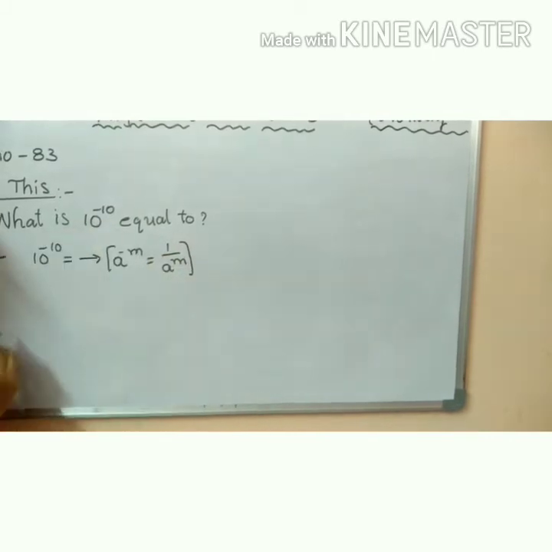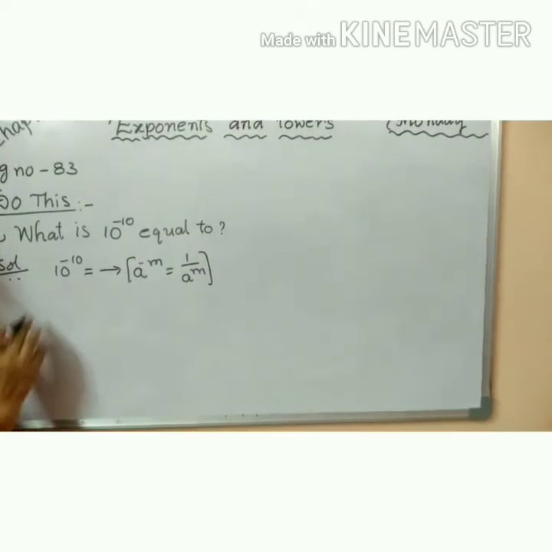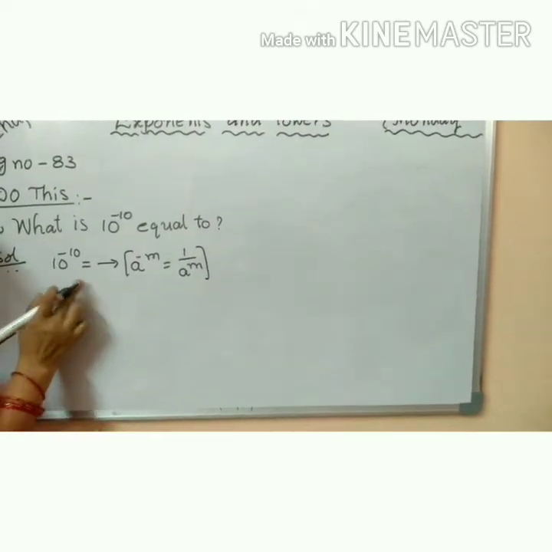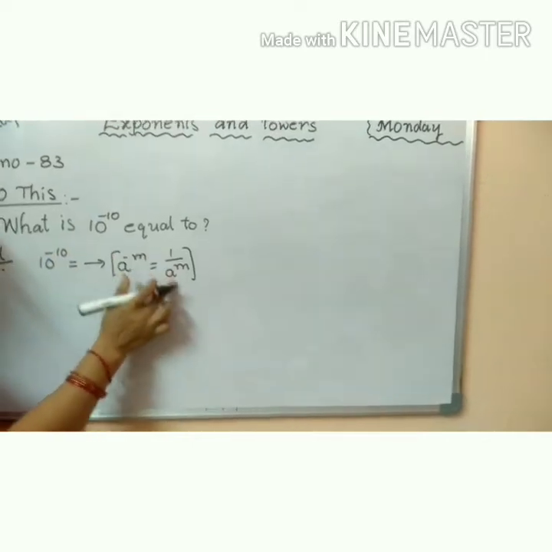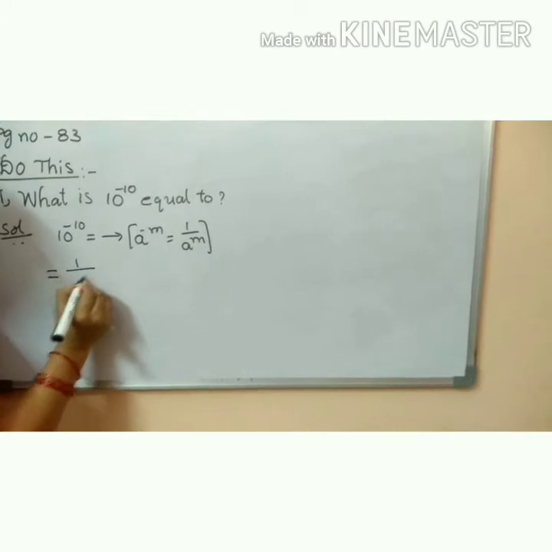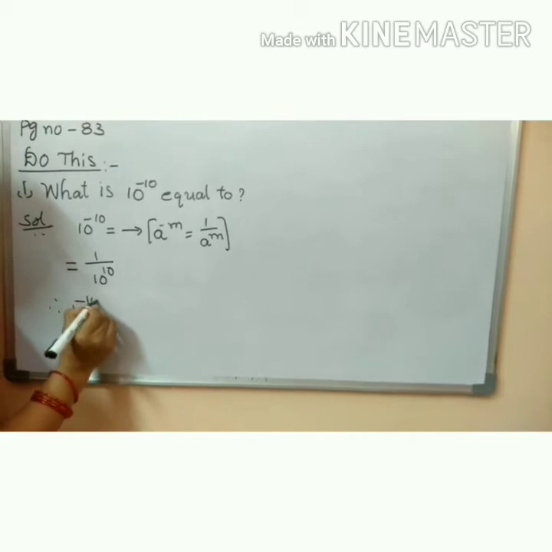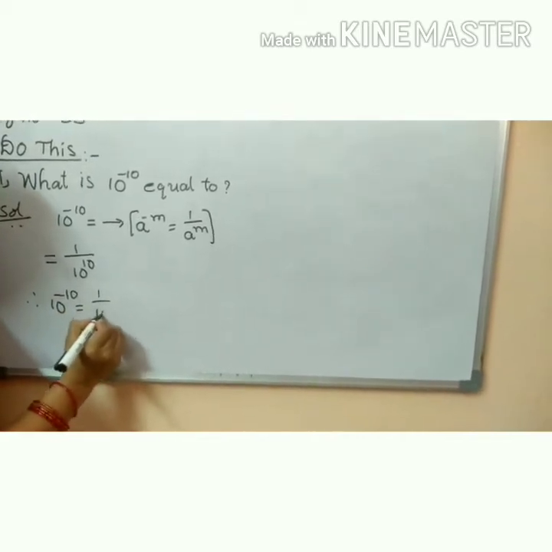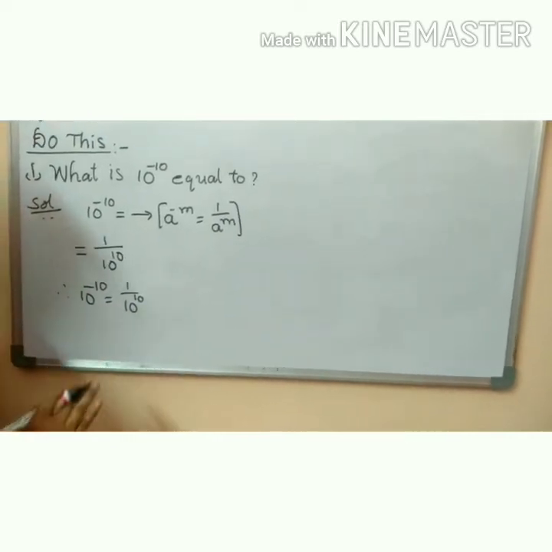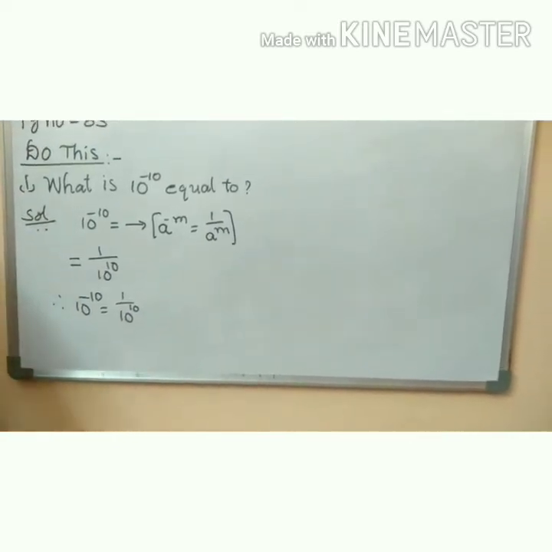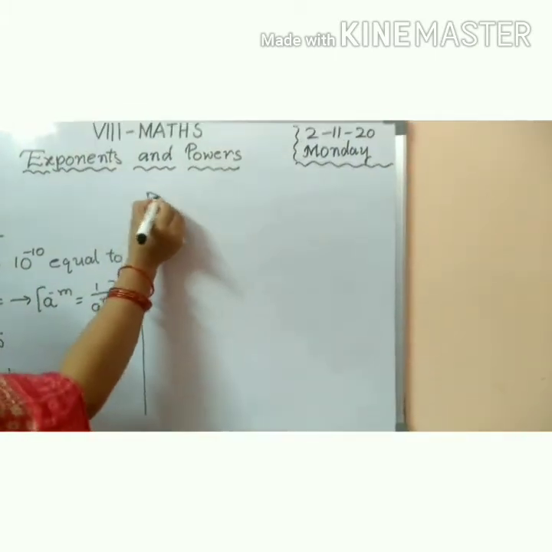It is a formula of the laws of exponents. Everyone must prepare the laws of exponents formulas. Okay, 10 power minus 10 equals, by comparing a power minus m equals 1 by a power m, that is 1 by 10 power 10. Therefore, 10 power minus 10 equals 1 by 10 power 10. Then it is enough, or you can find the value also. Okay. Next, on this page number 83, do these other problems.